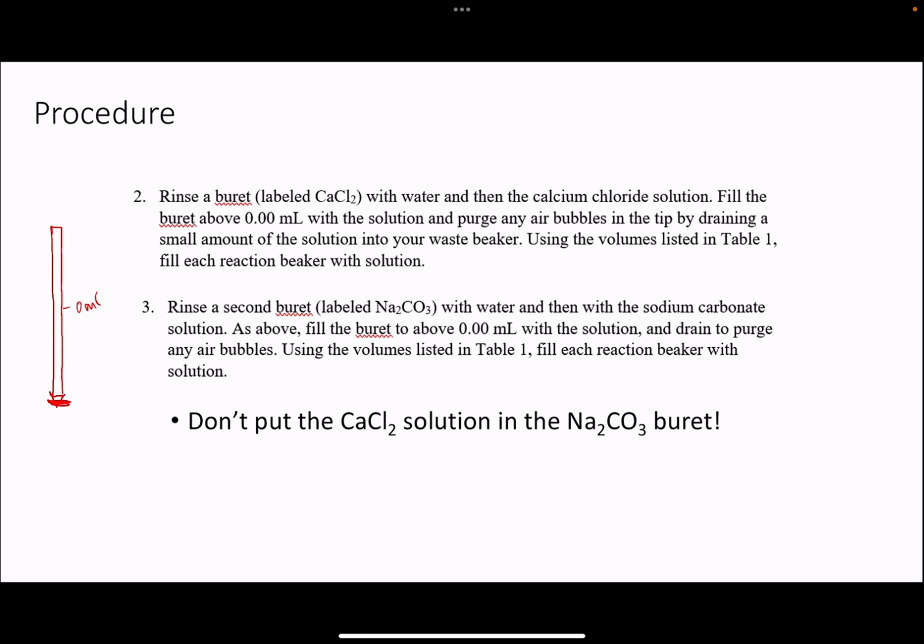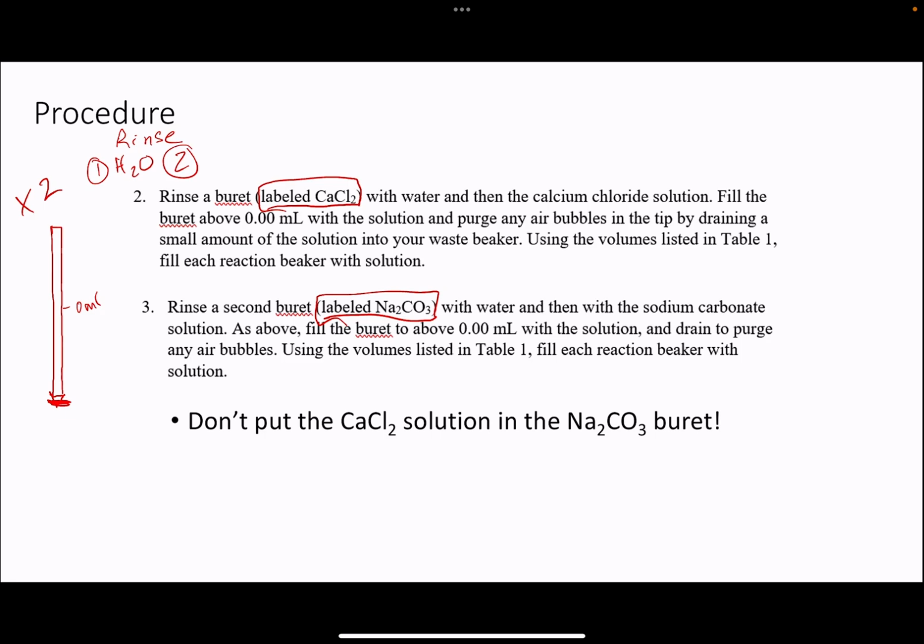So what you want to do, you'll have two burettes. One burette will be labeled calcium chloride, and the other one will be sodium carbonate. And so what you want to do for each respective analyte, you want to just first rinse it with water. So first, rinse it with water, and then rinse it with that certain compound that you've made. And in this case, we've made 100 milliliters for both, so you should have plenty of solution.